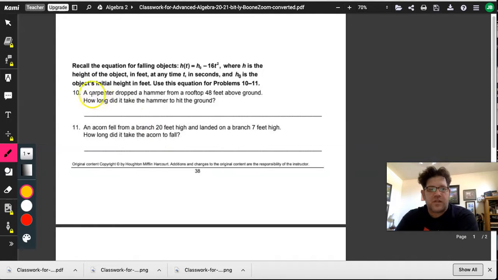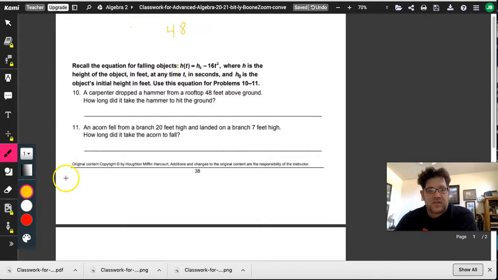Okay, so now let's go to this first problem, and I'm just going to show you how to plug it in, and then you can solve it, because I don't want to spend a lot of time on these. A carpenter dropped a hammer from a rooftop 48 feet above ground. How long did it take for the hammer to hit the ground? All right, so what we have here is the h naught. That's the starting point, so where the hammer started. So this hammer started at 48 feet, all right?